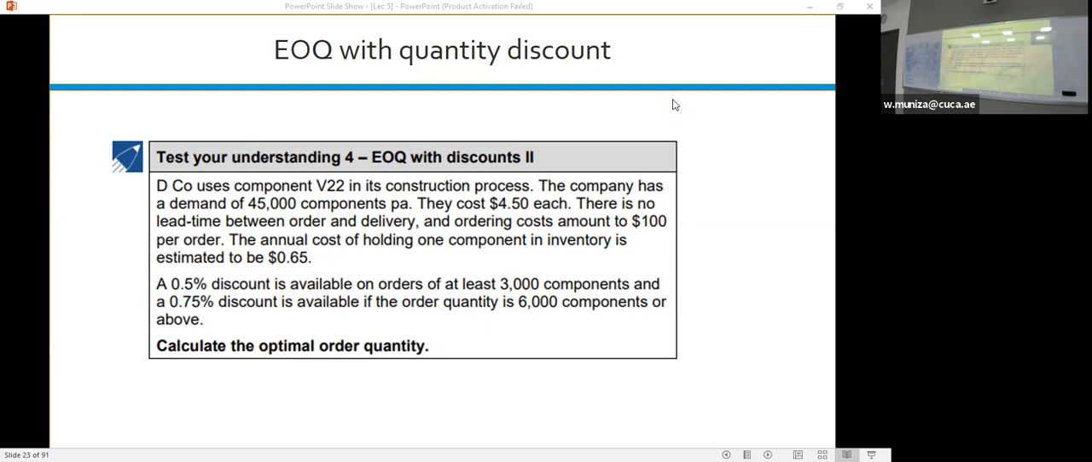Optimal order quantity is EOQ. In the exam, they can ask you with both the terms.